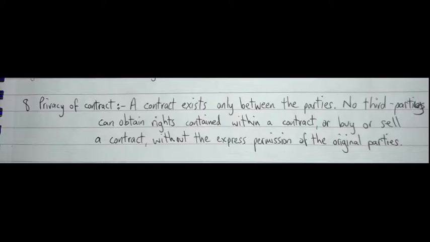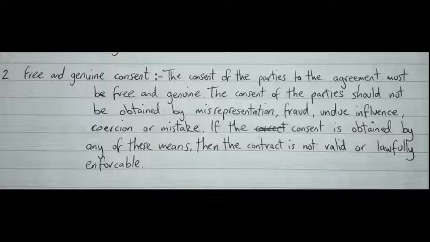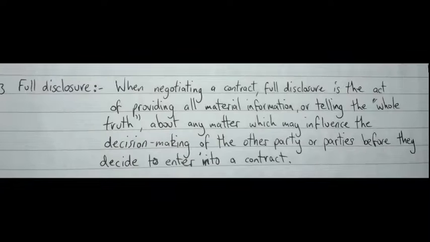Number 2. Free and genuine consent. The consent of the parties to the agreement must be free and genuine. The consent of the parties should not be obtained by misrepresentation, fraud, undue influence, coercion, or mistake. If the consent is obtained by any of these means, then the contract is not valid or lawfully enforceable.